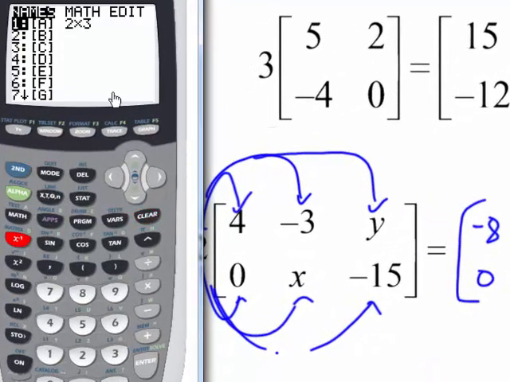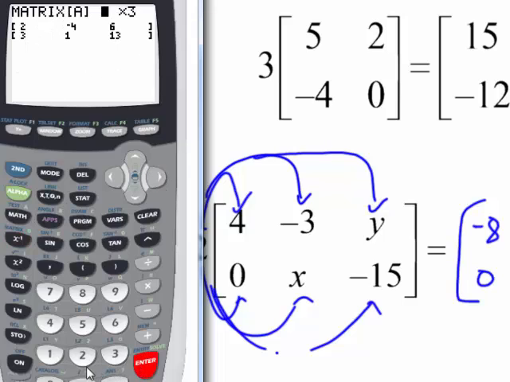And I'm going to just use matrix A, so I'm going to go over and edit. Remember, when you're going to type it in, you've got to go to edit. And I'm typing in a 2 by 2. All right, and so then I got 5 in the top left, 2 in the top right, negative 4, and 0. So that's matrix A.